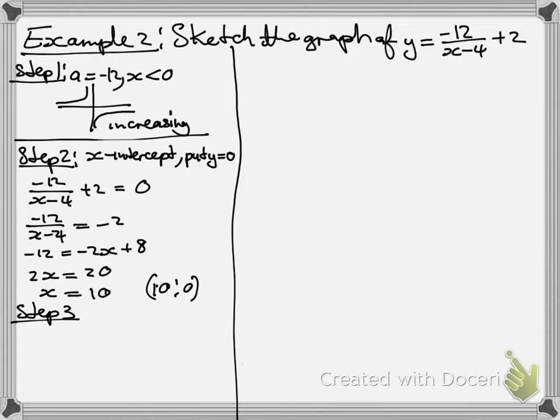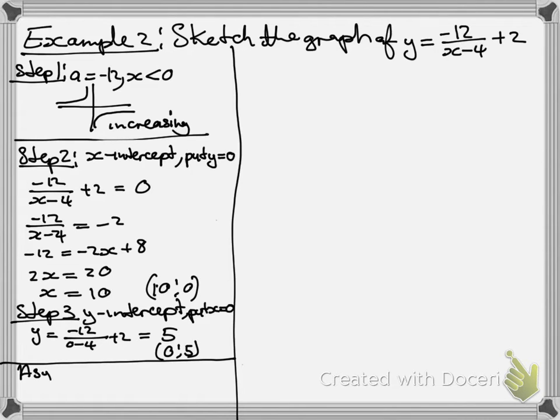Then step 3, we find the y-intercept. Remember, we put x equals 0 and solve for y, of which in this case y is going to be 5. And the y-intercept is (0, 5).